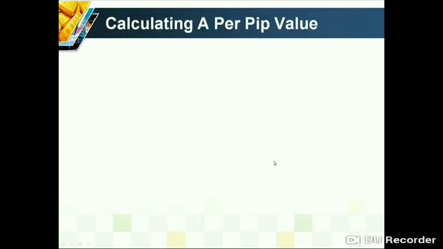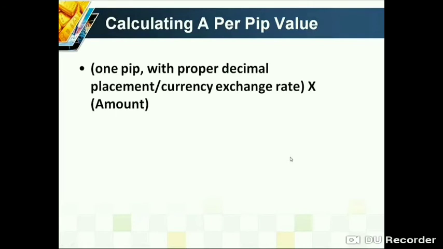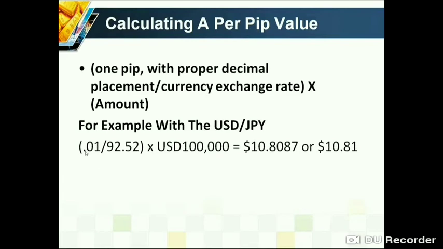First thing you need to understand is how to calculate a per pip value. This isn't really difficult. We need to divide 1 pip with proper decimal placement by the current exchange rate at the time, and then multiply that by the amount. So for example, with a US dollar Japanese yen pair, a proper decimal placement for a pip is 0.01. With any other currency that didn't include the Japanese yen, it would be 0.0001.